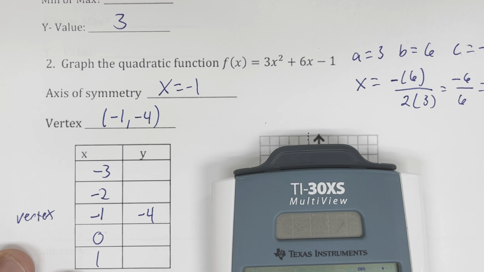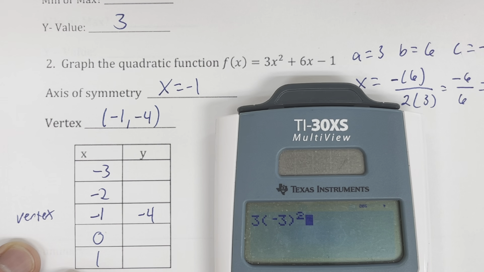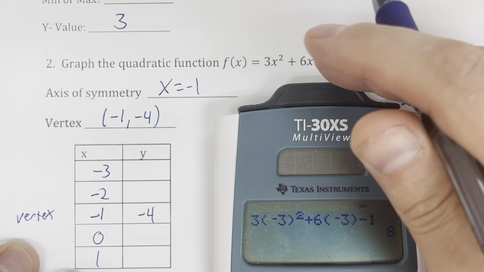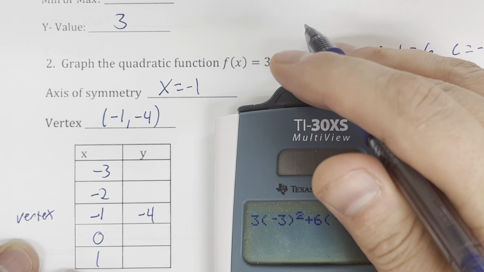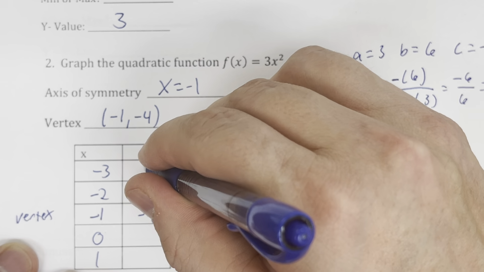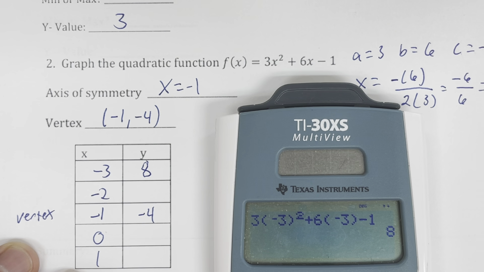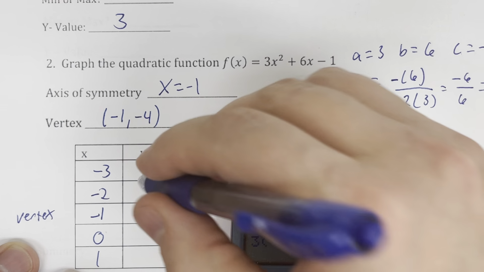So I'm going to go a little bit quicker this time. 3 parentheses, -3. Close it, squared. And then I had plus 6 parentheses, -3, minus 1. I got 8. Now we'll put in -2. 3 parentheses, -2, squared, plus 6 parentheses, -2, minus 1. I got -1.